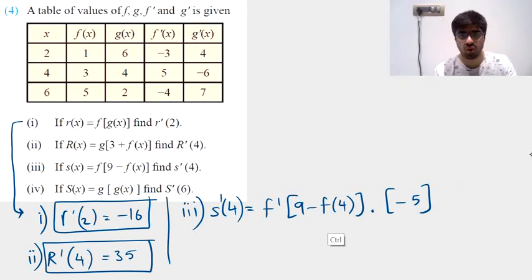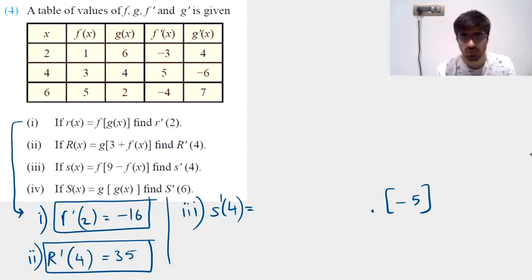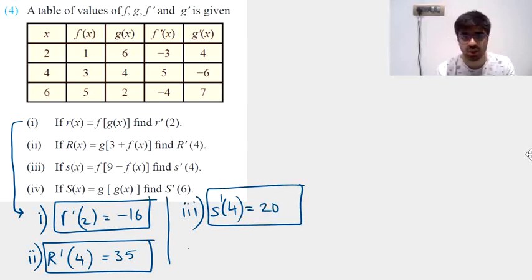Then there's f of 4. So f of 4, that will be 3. Then we have 9 minus 3, which is equal to 6. And f dash of 6, that will be minus 4. So minus 4 into minus 5, we have a 20 there. So S dash 4 will be equal to 20. And yeah, that's the solution for your third question.